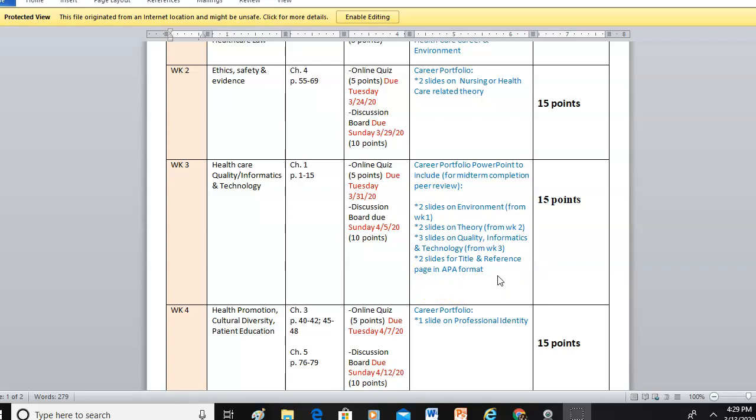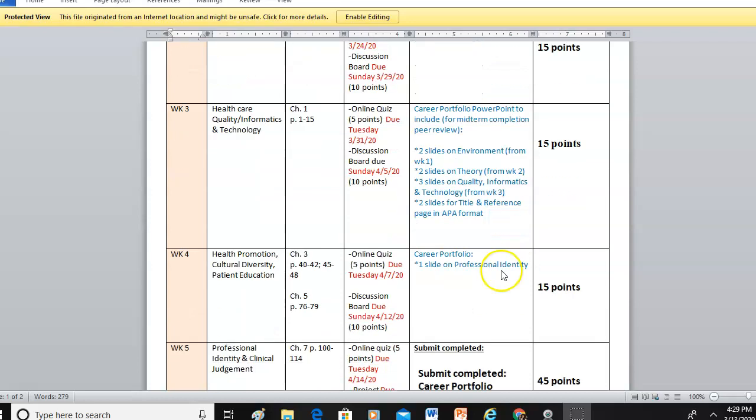And that reference page must be done in APA format. I will show you where you can find information on how to do APA format. So you've got, at this point, the 7 slides plus 1 title page plus 1 reference page. Then as you move into week 4 and we start talking about health promotion and cultural diversity as well as patient education, you're going to go ahead and add a slide on professional identity.